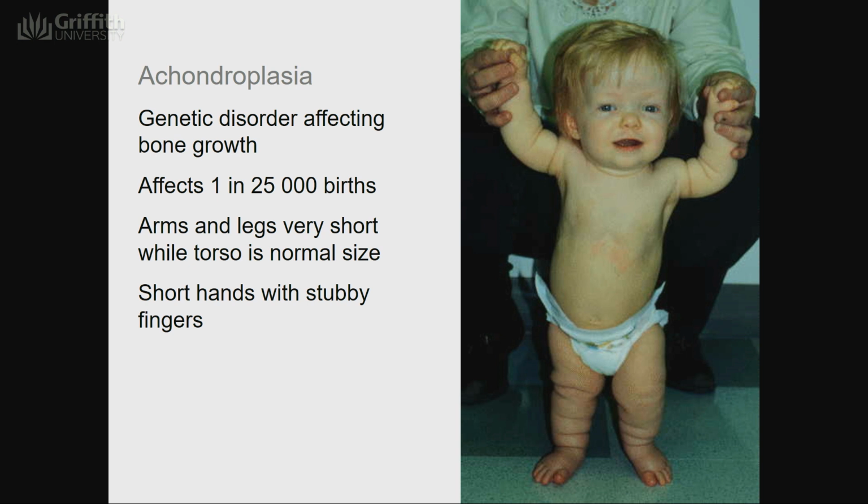Achondroplasia, as I said, is a genetic disorder affecting bone growth. So arms and legs are very short, while the torso is normal. Short hands with stubby fingers are some of the characteristics of achondroplasia.